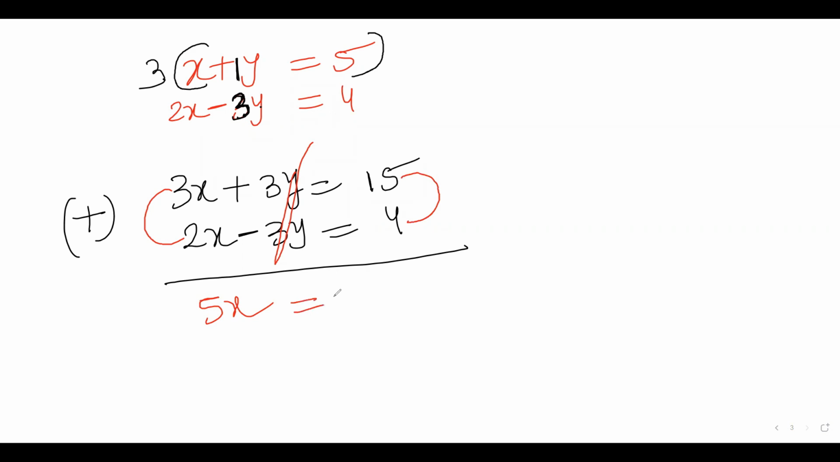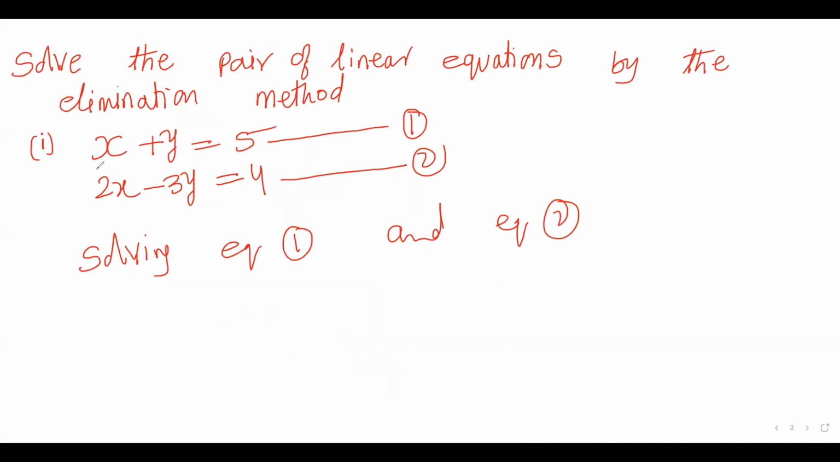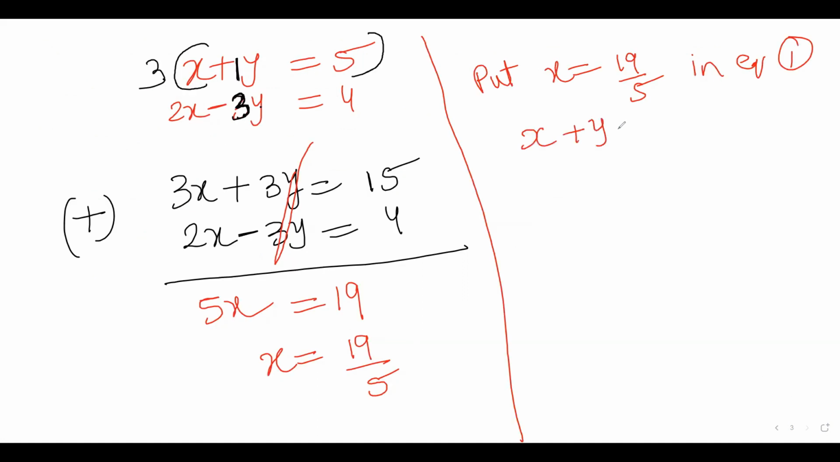15 और 4, 19. 15 प्लस 4 कितना, 19. x इज इक्वल टू 19 by 5. I got my x value. Kabhi x value fraction mein ho sakta. Now, to get y value, I have to substitute the x value in first equation. Put x is equal to 19 by 5 in equation 1. What is equation 1? Aap dekhiye, equation 1 kitna simple hai. x plus y is equal to 5. X ka value substitute karna hai 19 by 5.